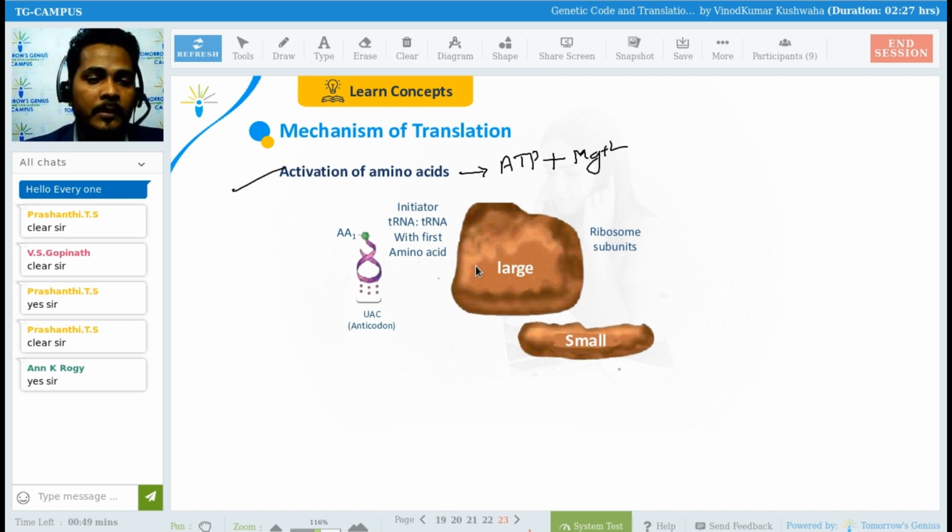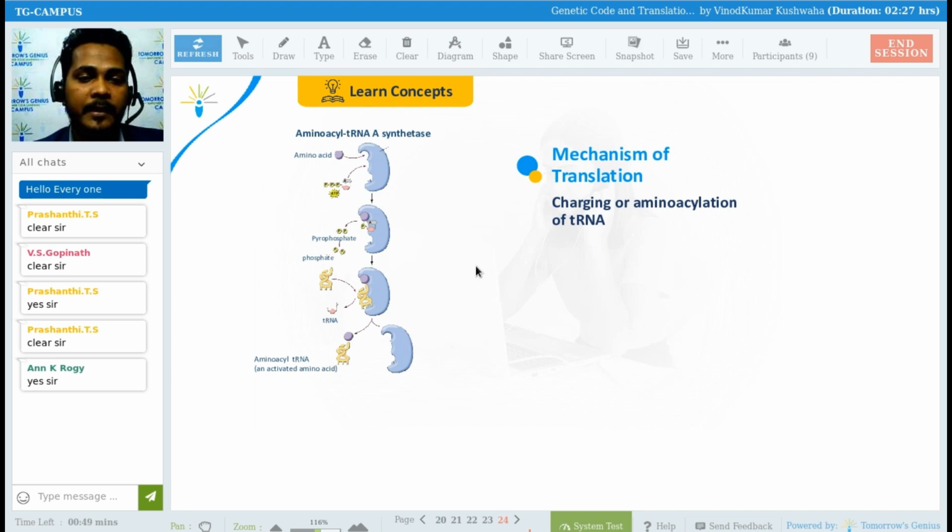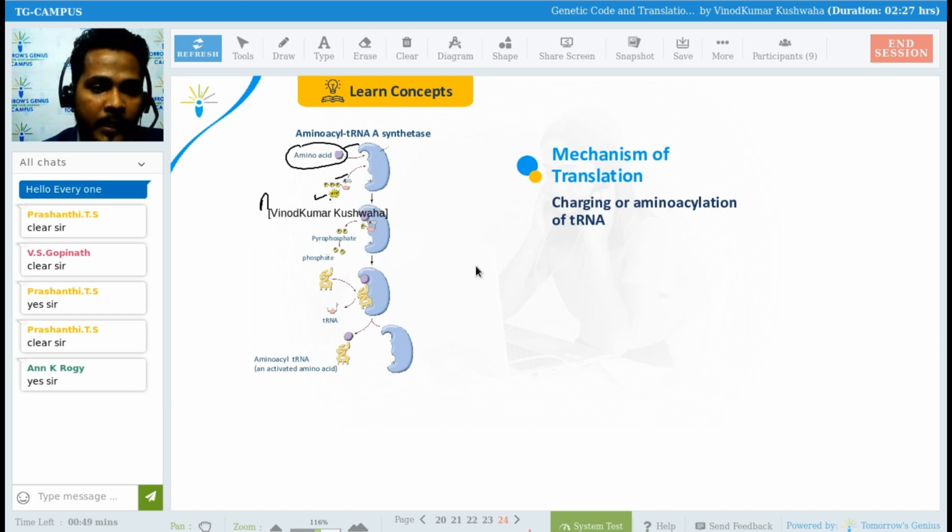Now, charging, or aminoacylation, of tRNA. How is it charged? You can see here the ribosome, and this is the amino acid. When the amino acid comes in contact with the tRNA, it is going to be charged. You can see the ATP is there, magnesium is there, and the phosphate group is released from the ATP. Can you see the ATP written over here, the yellow one? I know it is a little small, but it is visible to me, so I hope it is visible to you also.